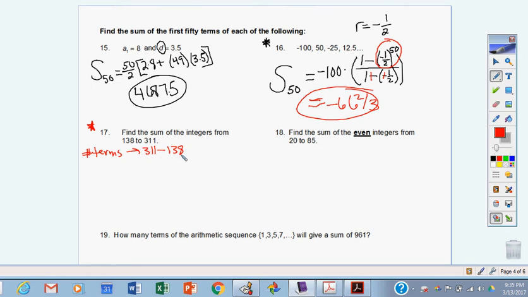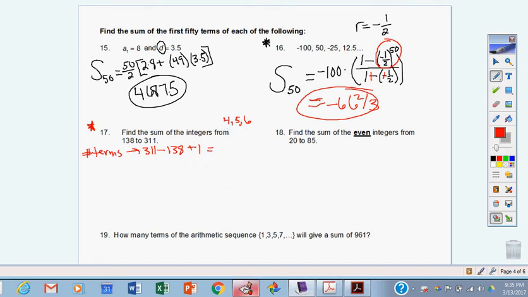If I'm starting at the number 138 and I'm counting 138, 139, 140, I'm going to stop at 311. So I take the difference, but I must add 1. Once again, if you're counting from 4 to 6, the difference of those terms is 2, but you have to add 1. There's actually 3 terms there. So you always add 1.